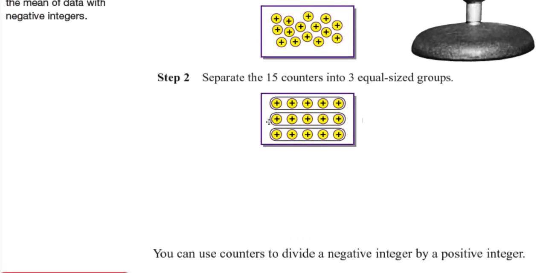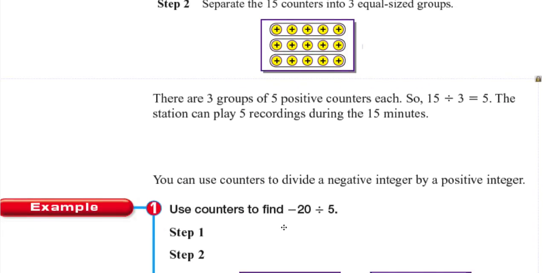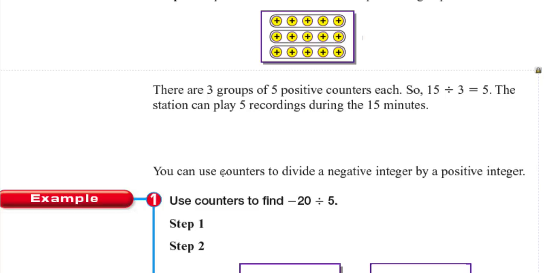So you end up with 3 groups of 5, 3 groups of 5 positive counters each. 15 divided by 3 is equal to 5. So the station can play 5 recordings during 15 minutes. Okay? So you can use counters to divide a negative integer by a positive integer.